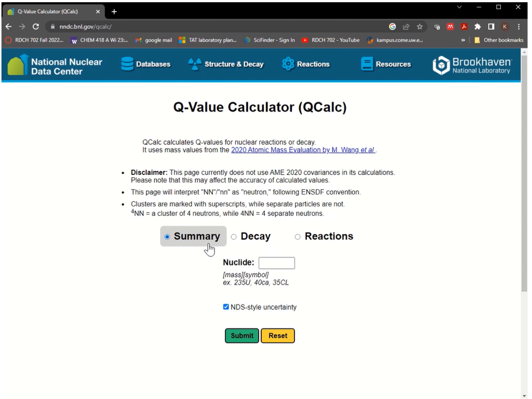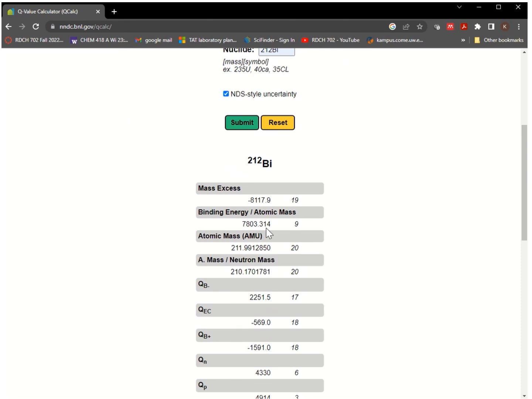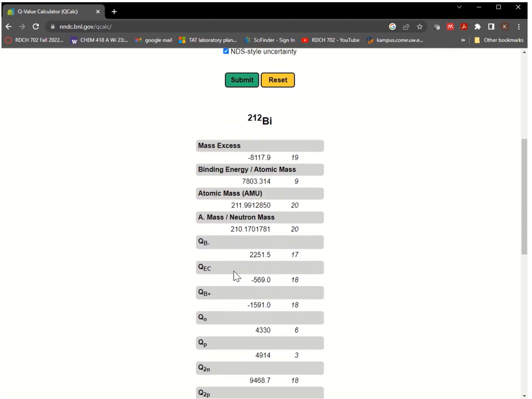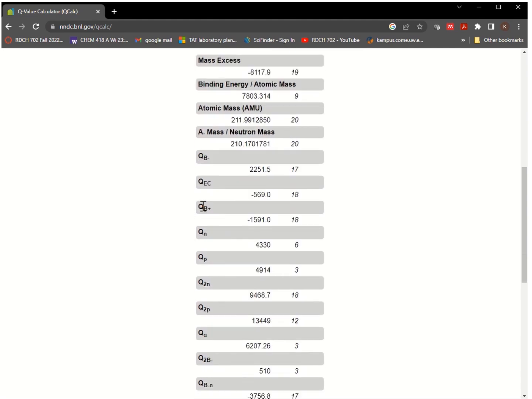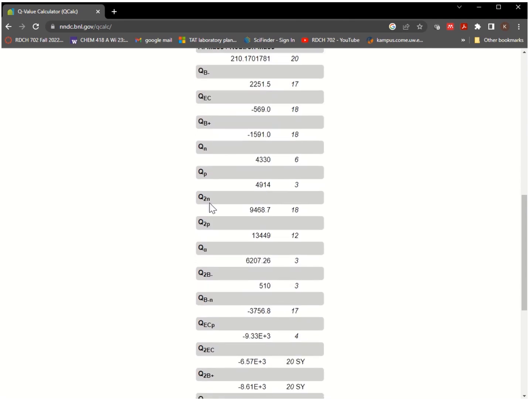So there's a few things this site can do. First, we'll start with the summary. If we just put in an isotope, let's start with bismuth-212, and say submit, it'll give me all the information about the decays of bismuth-212 and some of the nuclear data. So here's the isotope bismuth-212. It'll have the mass excess, the binding energy per atomic mass, the atomic mass units, the neutron mass, the Q value for beta minus, number of different decays, electron capture, positron, neutron, proton. As you can see here, there's many different types of reactions that can occur.